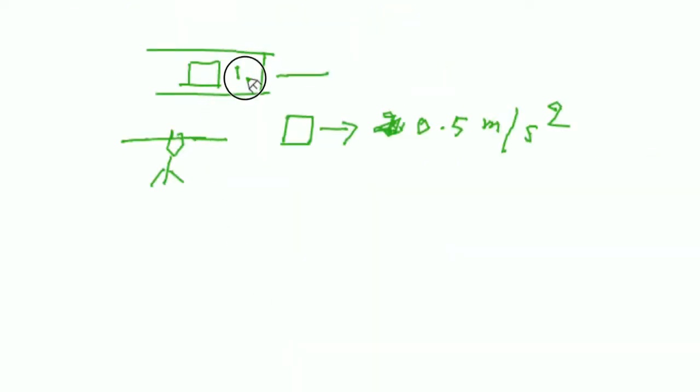So suppose that here is the observer you have. Now the observer will also move with 0.5 meter per second square. So the relative acceleration between the observer and the masses will be 0, because both are moving in the trolley with the same acceleration. So in the second case, mass will appear at rest.